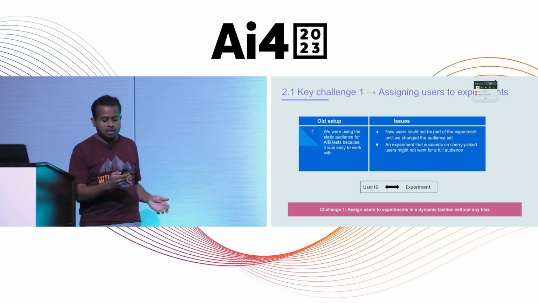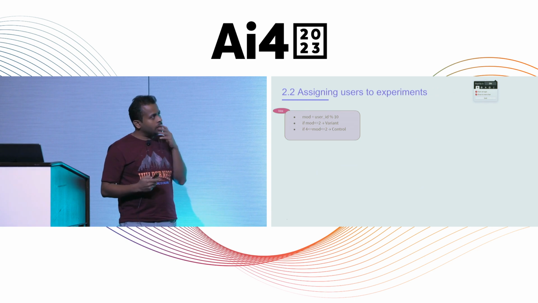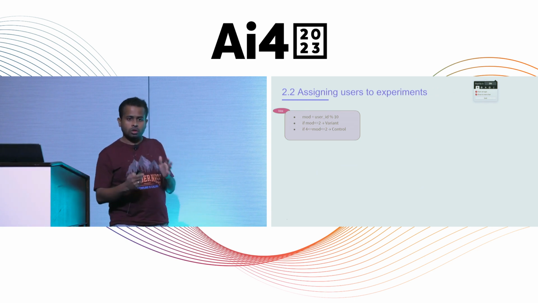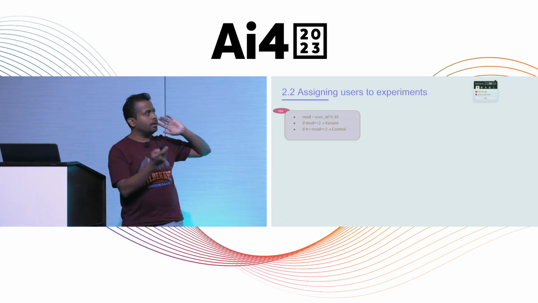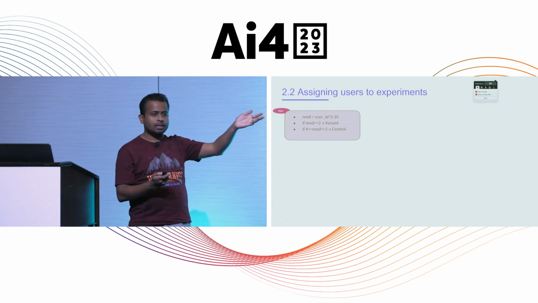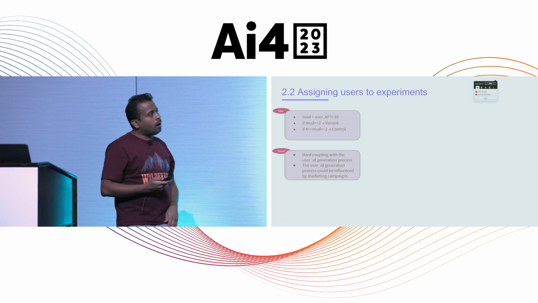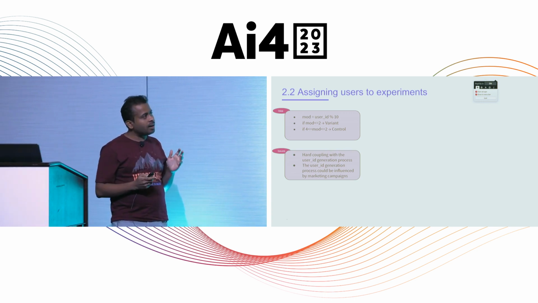So this was the first challenge. And what is the solution to this? Well, you can start with some simple solutions. The first one is to directly use user ID, take mod, and use some simple idea, like if mod is less than or equal to 2, assign it to variant, otherwise assign it to control. This simple idea is used in most places, but it has some issues.